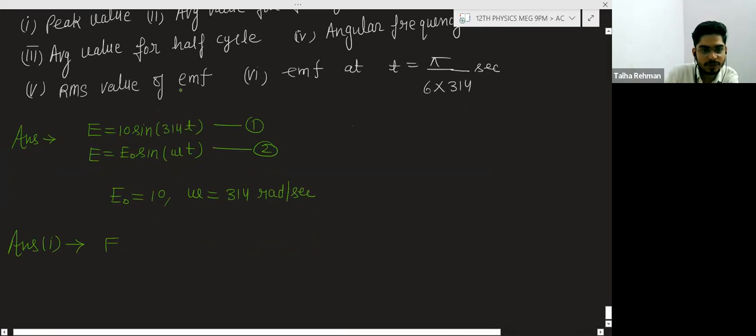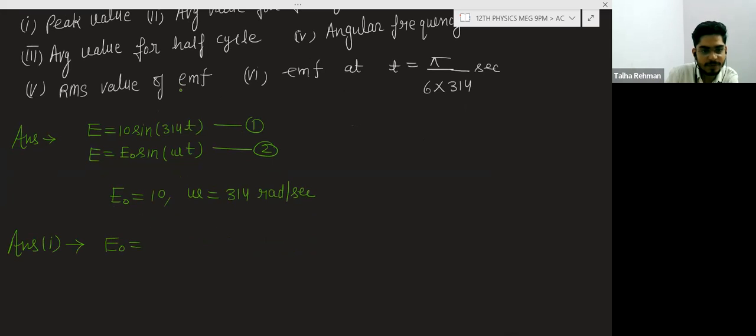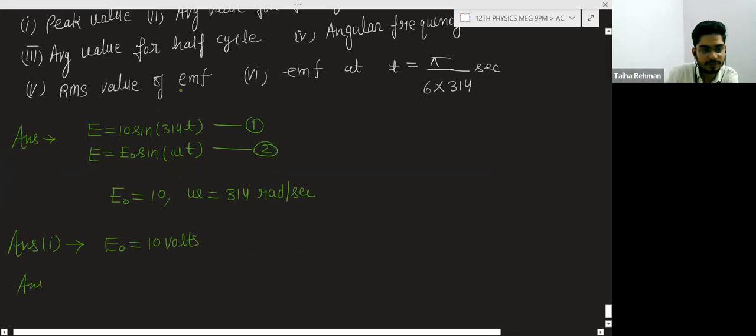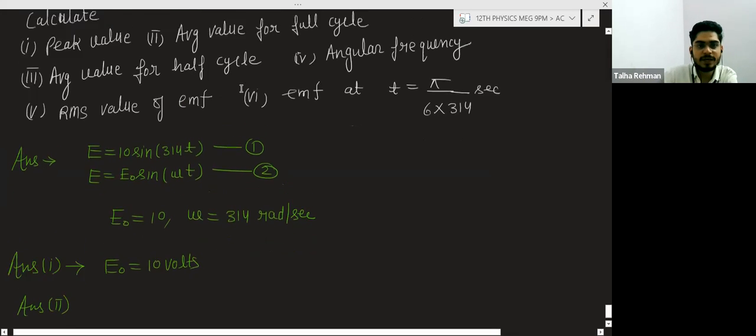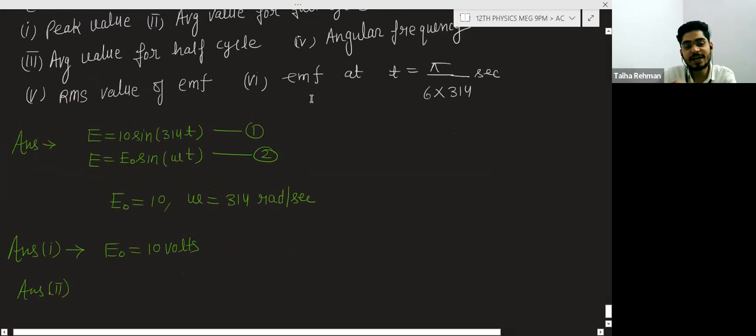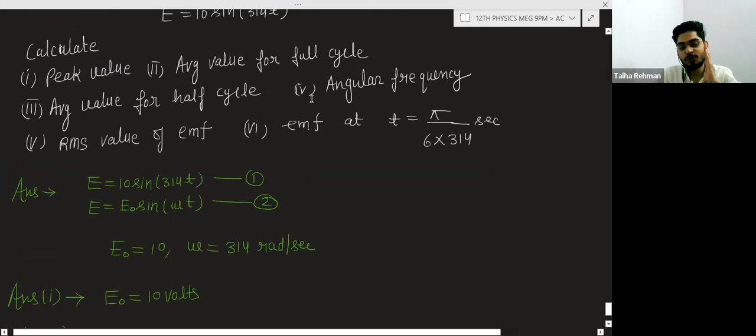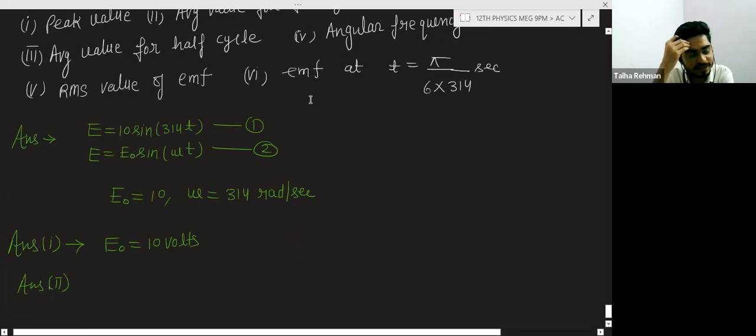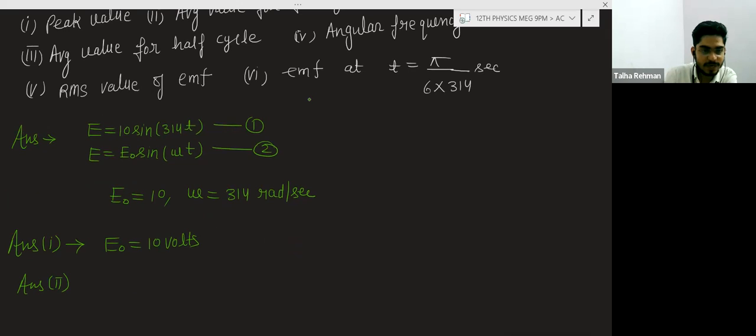So the first question is peak value. Peak value is E naught, and this is 10 volts. Second, they are asking the average value for full cycle. For alternating EMF, the average value for full cycle is always equal to 0. You can write average in this way, or this way, and all are equal to 0.